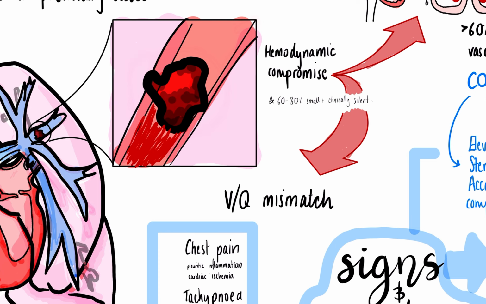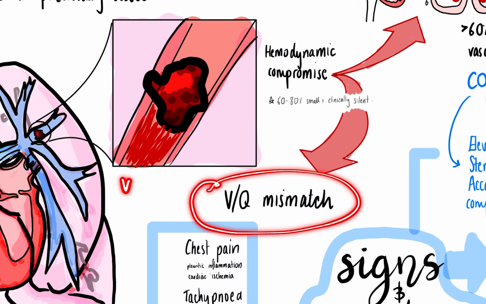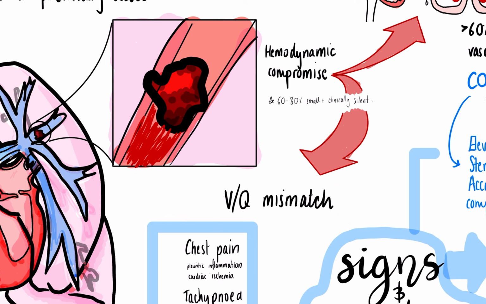And so you get what's called a VQ mismatch, or a ventilation perfusion mismatch. In this case, we're getting plenty of ventilation because your lung parenchyma is still functional, but your perfusion, or your blood flow, is reduced. And so you're going to get a high VQ. This can be referred to as dead space.